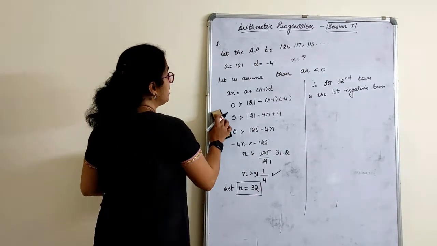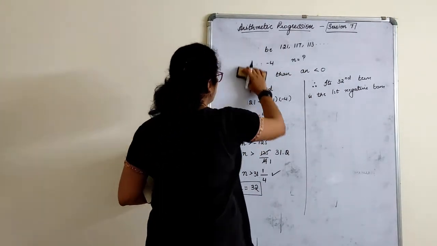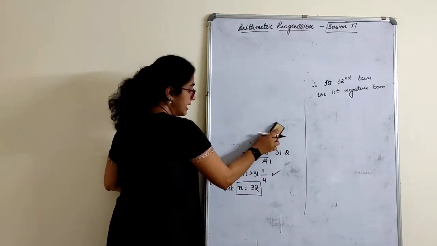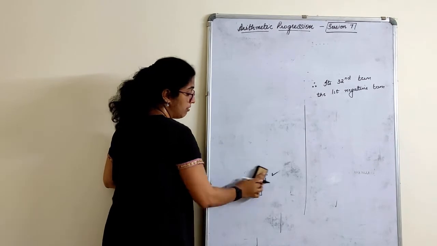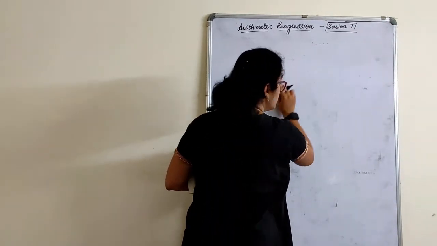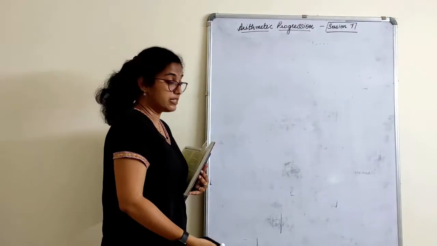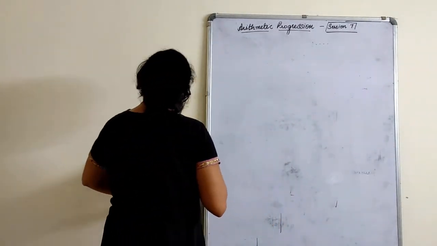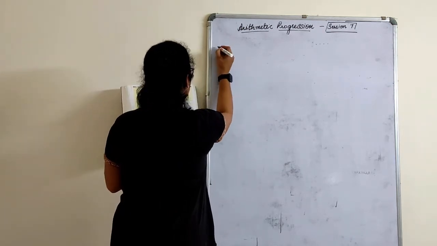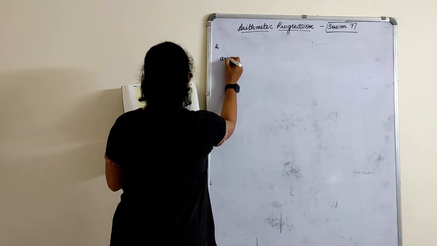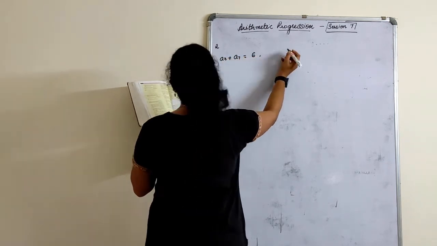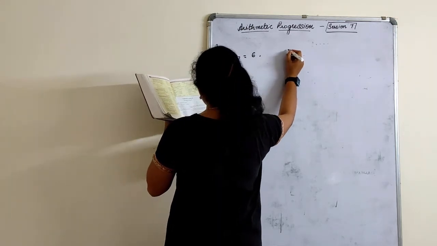Okay? So, remember, whenever they ask you this type of question, which is the first negative term, you get n as a fraction. You convert that into a mixed fraction or write it in decimal, but just round that off to the next whole number. Next one: the sum of the third and seventh terms of an AP is 6 and their product is 8.